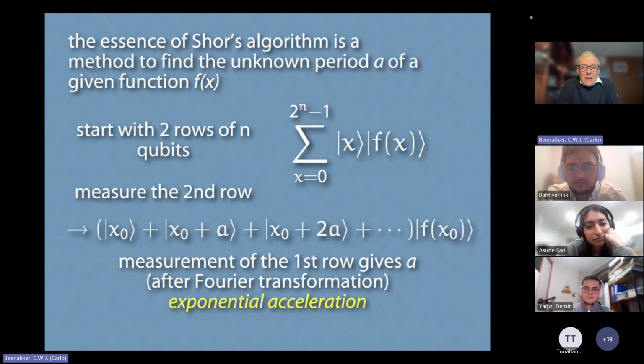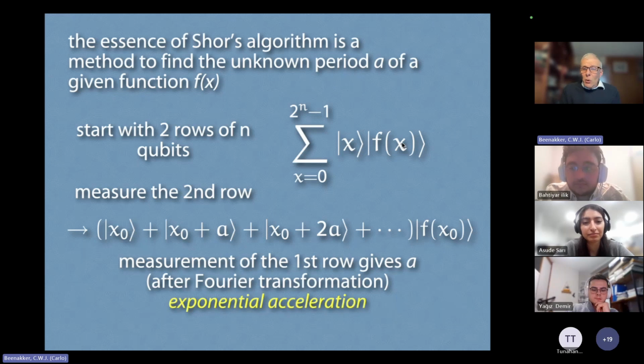And in quantum physics, you can just do it with a very small number of operations, and this is basically how it works. There is a function f(x) which has an unknown period a. I take two rows of qubits. In one row of qubits, I store this number x. In the other row of qubits, I store the number f(x). This goes back to what I showed you on the previous slide, where I showed you how to generate exponentially many numbers. So here I have exponentially many values of x and exponentially many values of f(x).